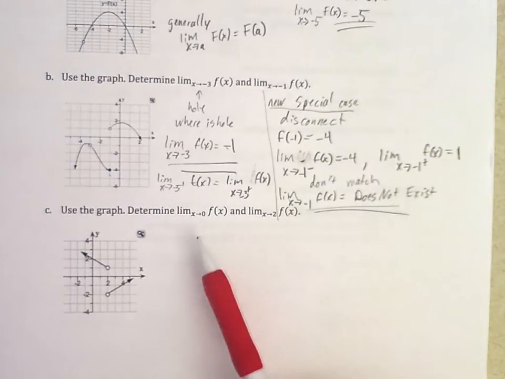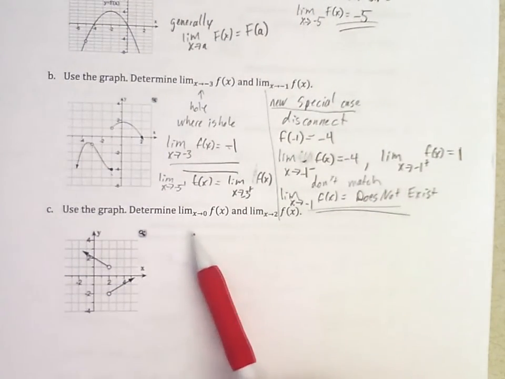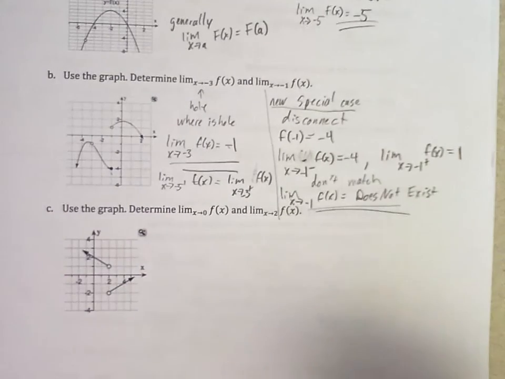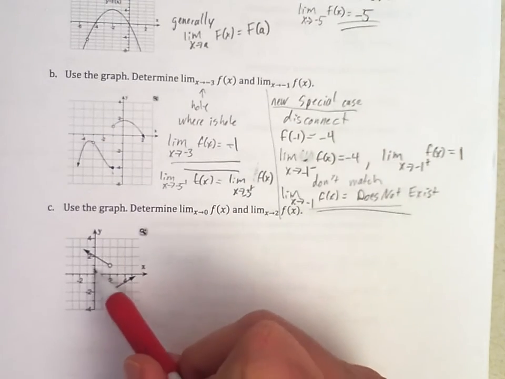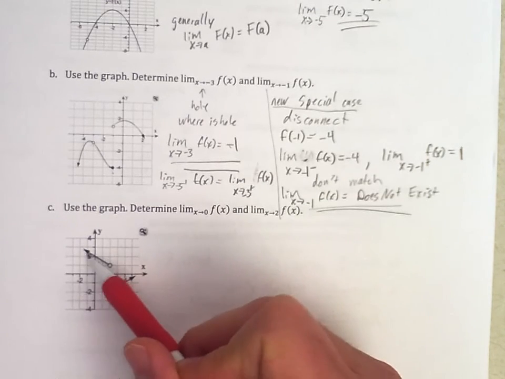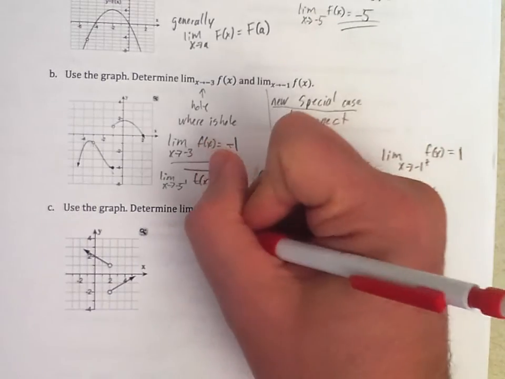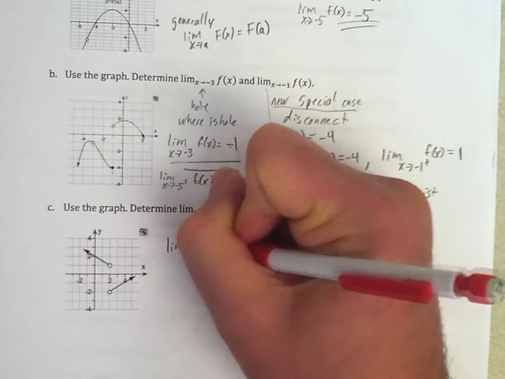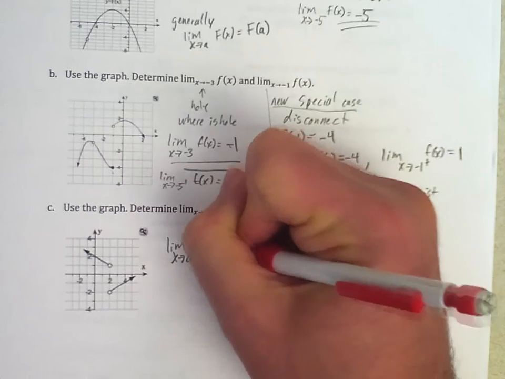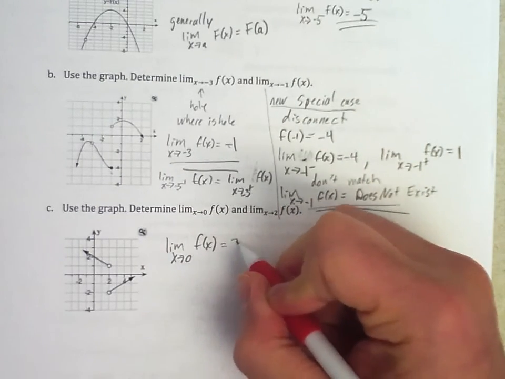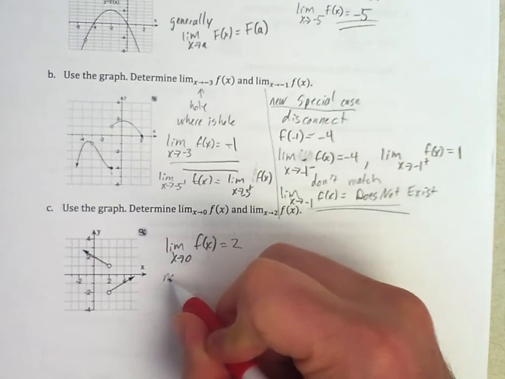The limit as x approaches 0 of f of x, again, as we get to 0, there's not really a problem. At 0, from this side it's going to there, from this side it's going to there. So the limit as x approaches 0 of f of x is just 2. Nothing special.